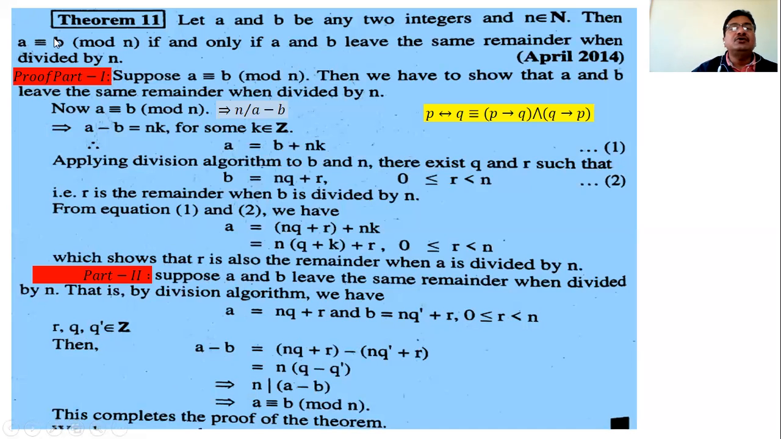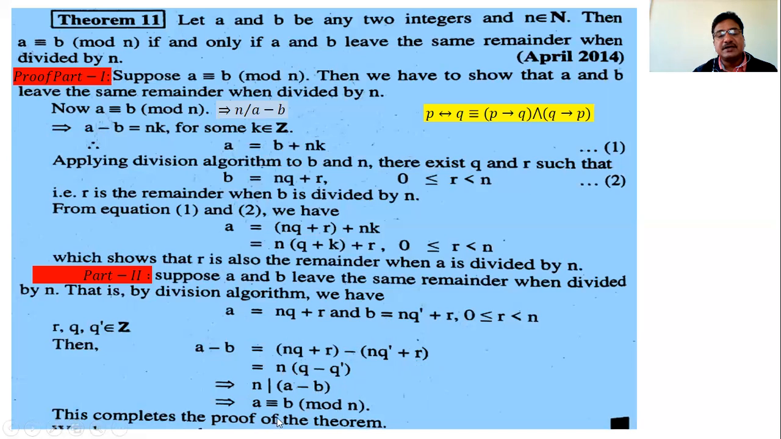So A is congruent to B modulo n if n divides A minus B. So consider A minus B. When n divides A minus B, A minus B can be expressed in the form n times some integer. So consider A minus B is equal to, substituting A as nq plus R minus nq dash plus R, and then R and minus R become 0. So what do we have? n in brackets (q minus q dash), and this q minus q dash is an integer. Therefore A minus B is expressed in the form n times some integer, and therefore n divides A minus B, and therefore A is congruent to B modulo n.